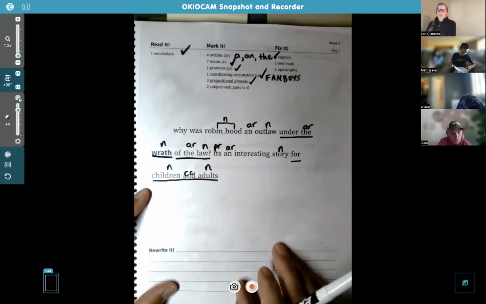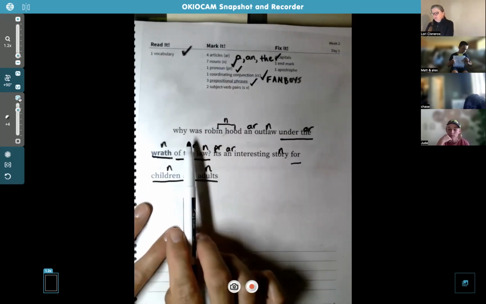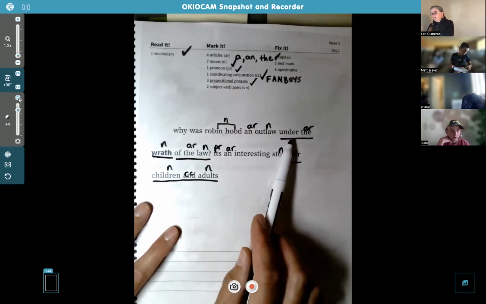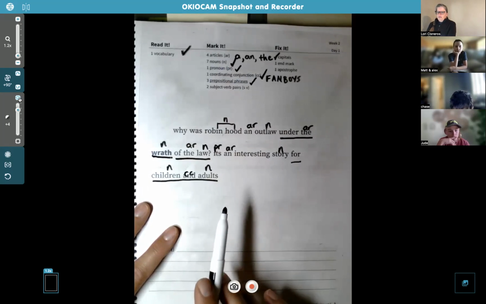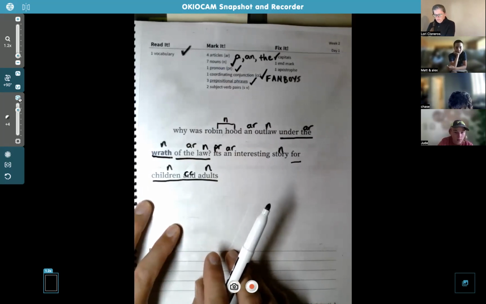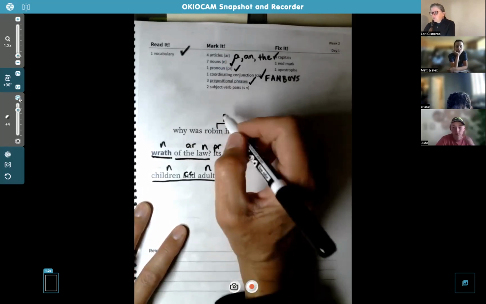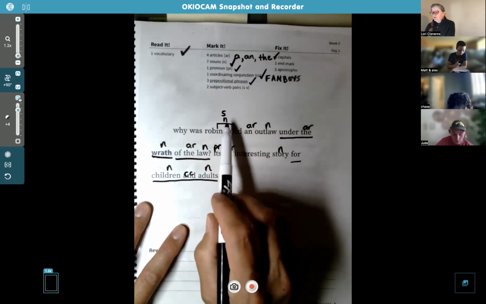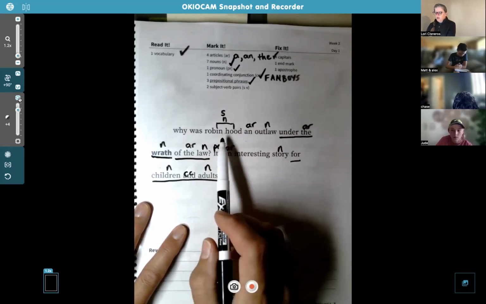We need to look for subject verb pairs. Remember, every sentence has a subject and a verb pair. So let's start with the first sentence. Why was Robin Hood an outlaw under the wrath of the law? Who are we talking about in that sentence, Jude? Robin Hood. Yep. So put an S above the N. This is the only time you mark things with two labels, when you're identifying the subject of the sentence. So you're right, Robin Hood.